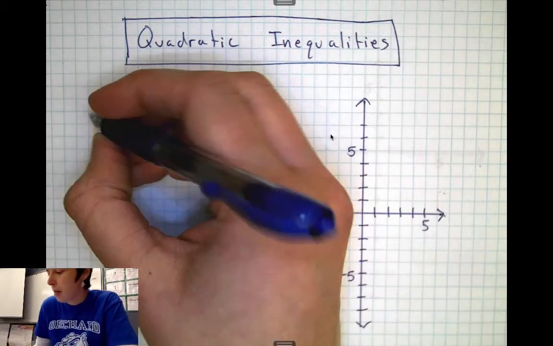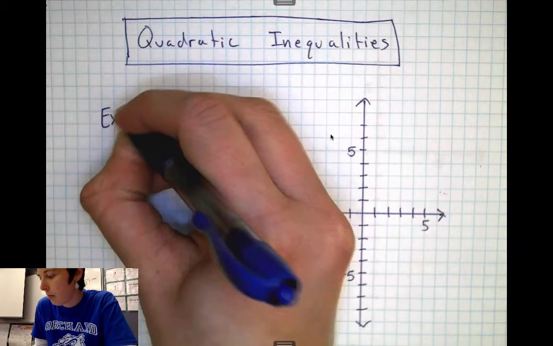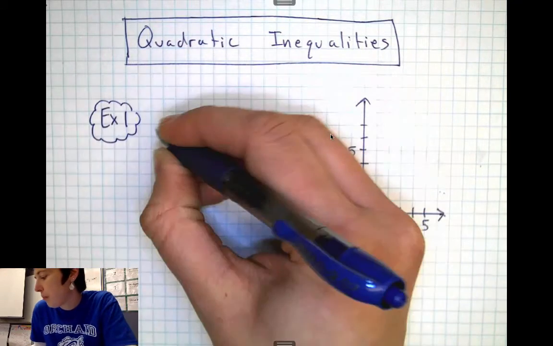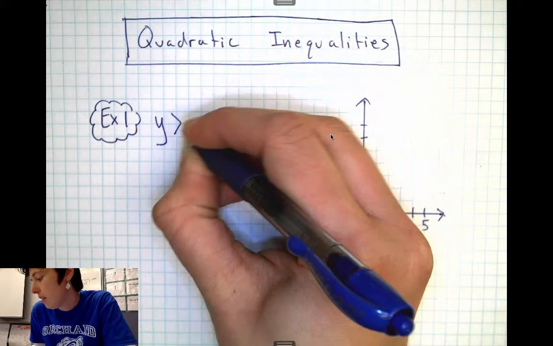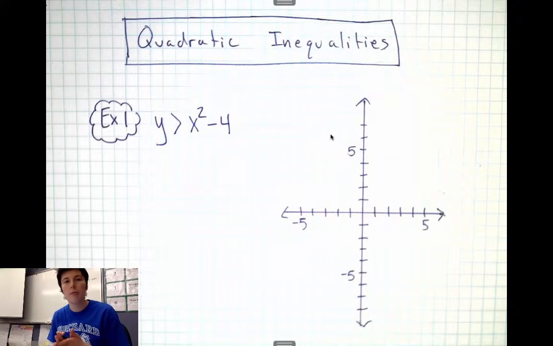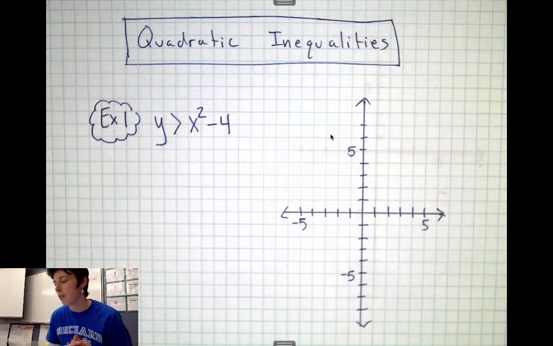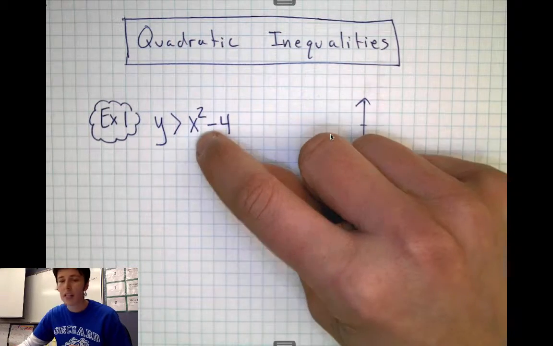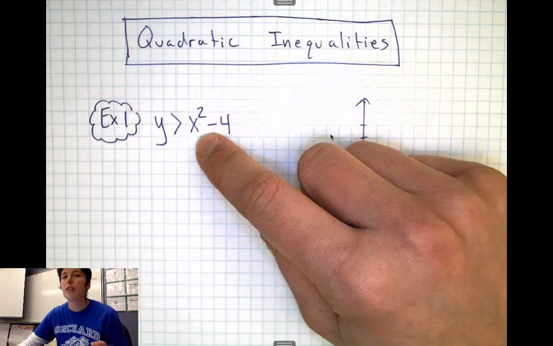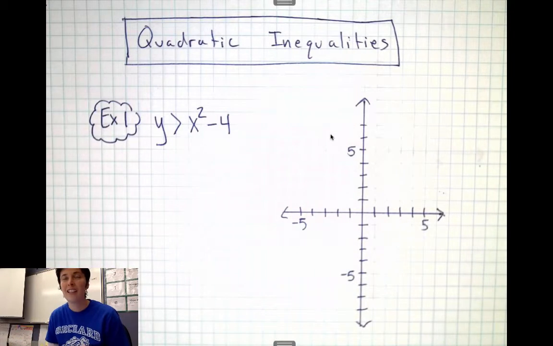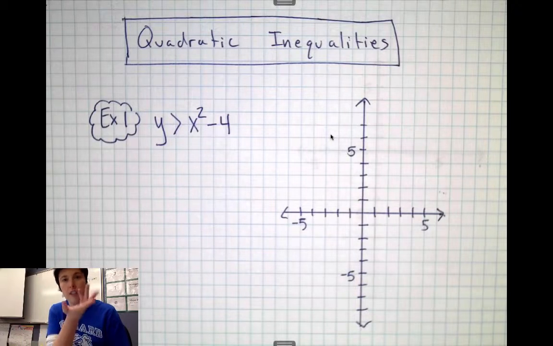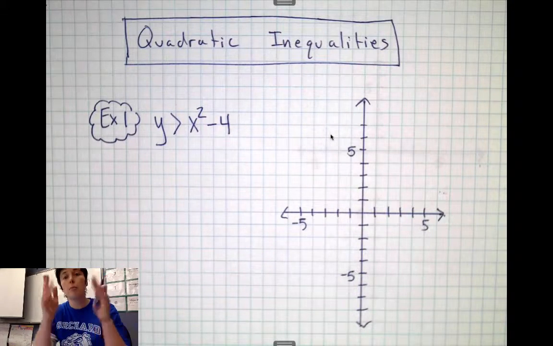So the kind of problem I'm talking about, and I'm just going to write example 1 here, is an inequality that's something like y is greater than x squared minus 4. When I see this problem, I know right away in my head that, oh, it's x squared, it's quadratic. Usually a quadratic function gives a curve that looks like a U-shaped graph, either pointing up or pointing down.